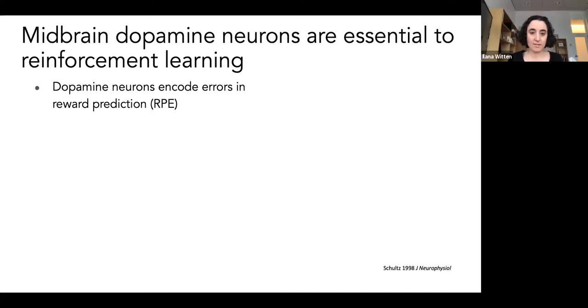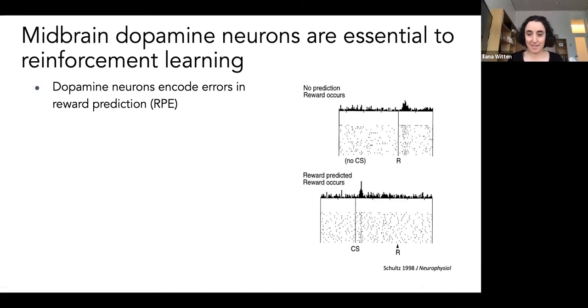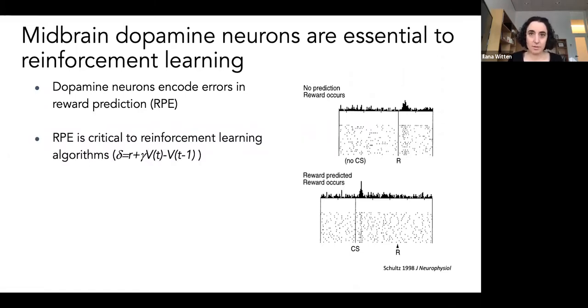Dopamine neurons are known and really are famous for encoding errors in the prediction of reward, which I'll be abbreviating as RPE today. And basically what they do is respond when there are unexpected rewards or unexpected stimuli that predict reward, but not if there's a reward that's fully predicted. And this finding has been incredibly influential because reward prediction error is a critical component of reinforcement learning algorithms.